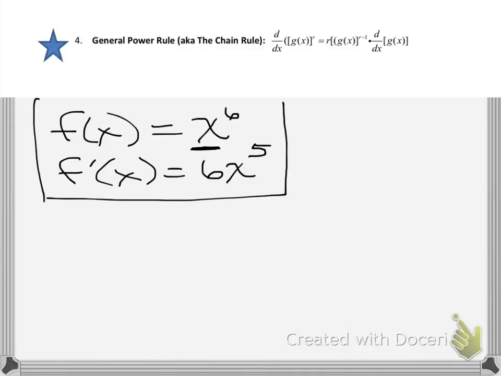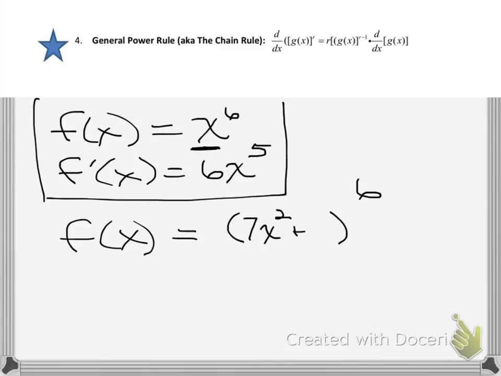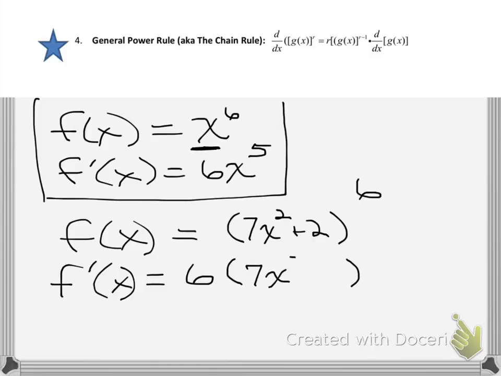Let's say that we have a function, but instead of raising x to a power, we raise a function to a power. So let's say our function is 7x squared plus 2. Okay, so we're going to take the derivative. Use the power rule, bring down the 6, treat this as if it was an x by just writing it down, just like I would have written down the x in the previous example. Now the power rule tells us to raise that to the 5th.